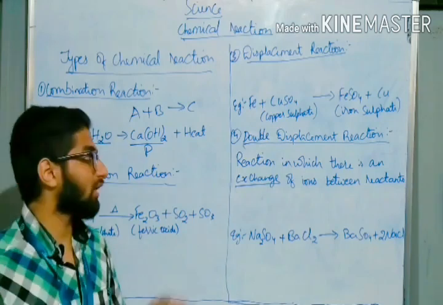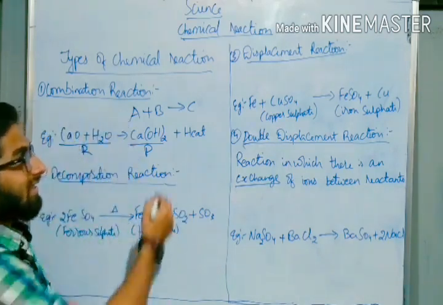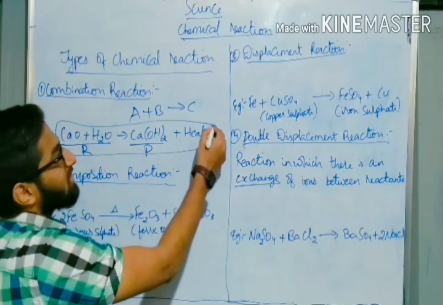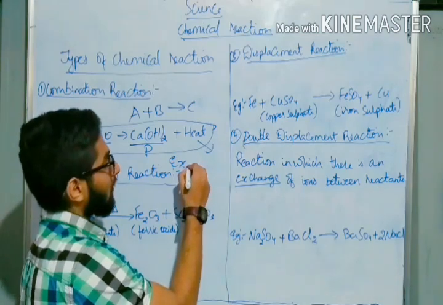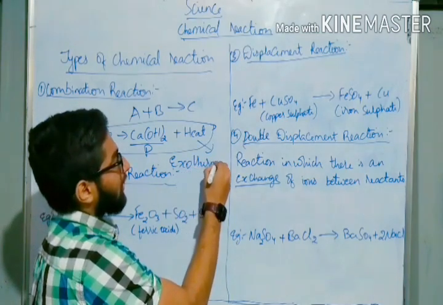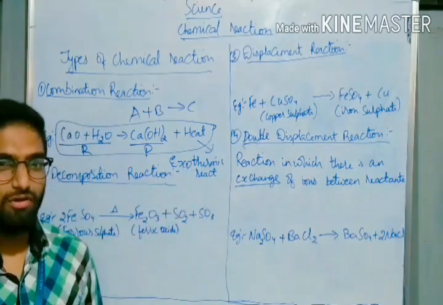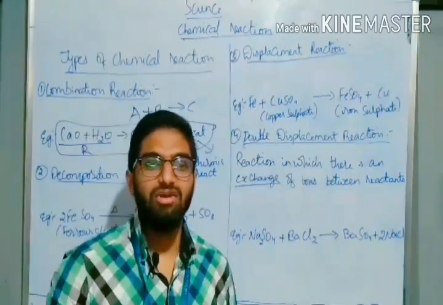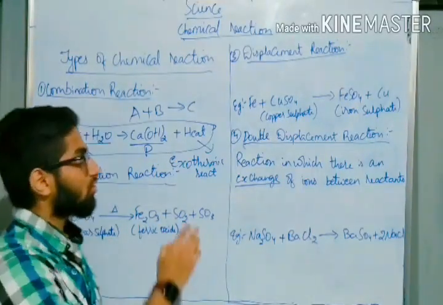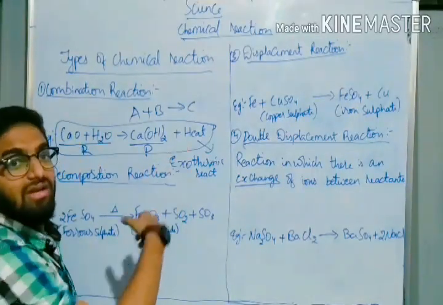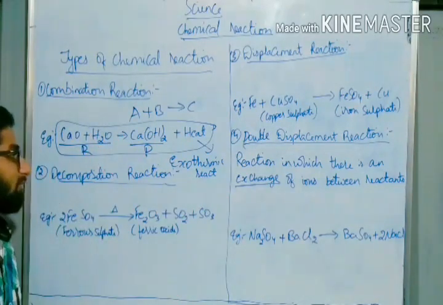Now you might wondering, what is this heat? Heat is a byproduct. So any reaction which release heat is known as exothermic reaction. They might ask you for 1 mark, like they'll give you an equation where you have to find what is an exothermic reaction. So when a reaction where heat is released, that is your exothermic reaction.